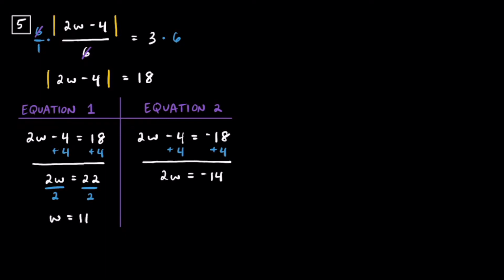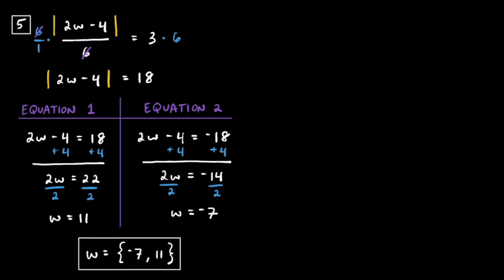And then using the division property of equality, we can divide both sides by positive 2, so we get a coefficient of 1, and say that positive 1w, or w, is equal to negative 7. The two values that make this equation true are when w is equal to negative 7 and when w is equal to positive 11. And that'll be our two solutions.